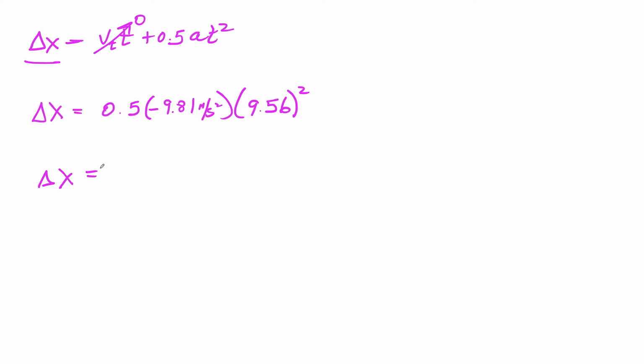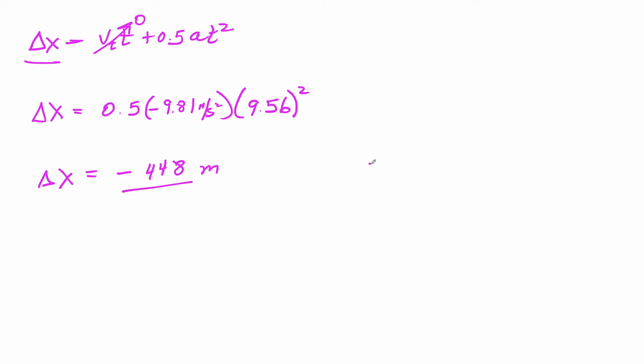0.5 times negative 9.81 times 9.56. And the answer is going to be minus, whoops, I forgot to square. Let me redo this again. Make sure you square. So 0.5 times negative 9.81 times 9.56, and that number squared. And the value is going to be negative 448 meters. Now, what does this negative mean?